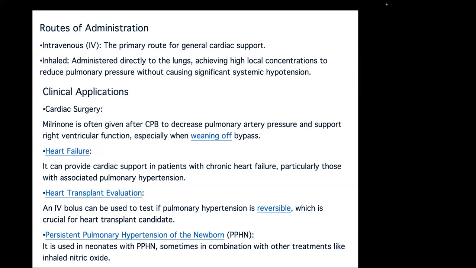Routes: intravenous and inhalation. Clinical applications: cardiac surgery, heart failure, heart transplant, and persistent pulmonary hypertension of the newborn. Milrinone is often given after cardiopulmonary bypass to decrease the pulmonary artery pressure and support right ventricular function. For heart failure, it can provide cardiac support in patients with chronic heart failure, particularly those associated with pulmonary hypertension. In heart transplant, an IV bolus can be used to test if the pulmonary hypertension is reversible, which is crucial for the heart transplant candidate.